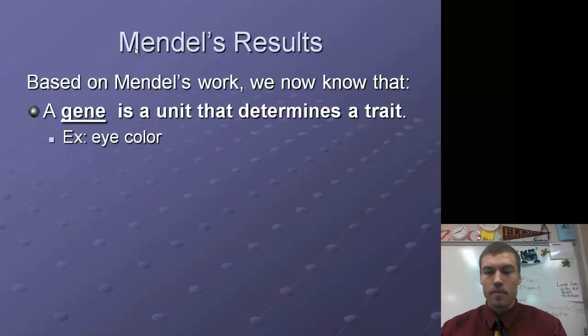So based on Mendel's work, we now know that a gene is a unit that determines a trait. Okay, so we've talked about genes before as being segments of DNA. At the time when Mendel was doing his work in the 1800s, no one knew that DNA was actually the carrier of genetic information, right? So based on his work, they were able to come up with this idea of a gene.